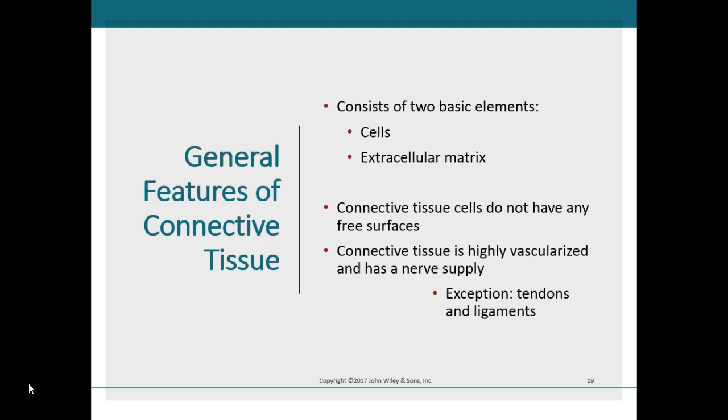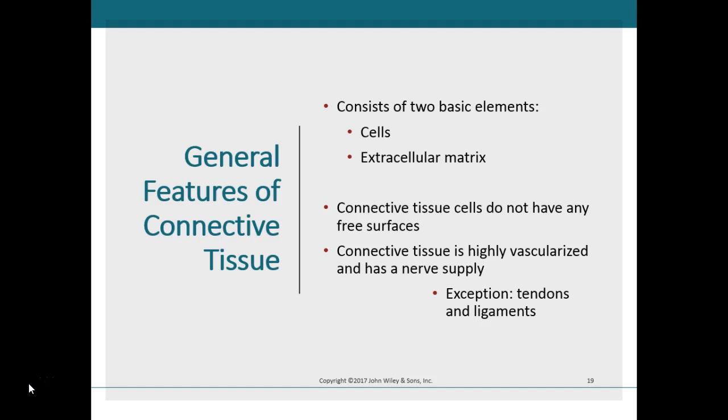The matrix of connective tissue may be fluid or semi-fluid or gelatin-like. It may be fibrous or calcified. It's usually secreted by the connective tissue cells and adjacent cells, and of course that determines what the tissue qualities are.